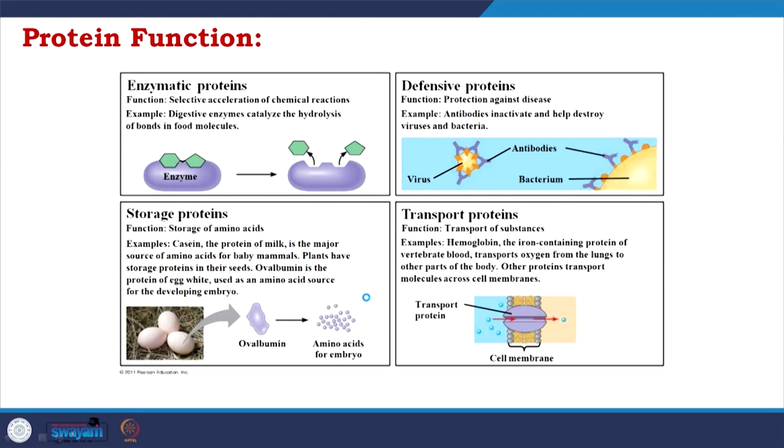Proteins function. Proteins are generally of two types. One is called functional protein. They are also called enzymes. So, enzymes are used for selective acceleration of chemical reaction.